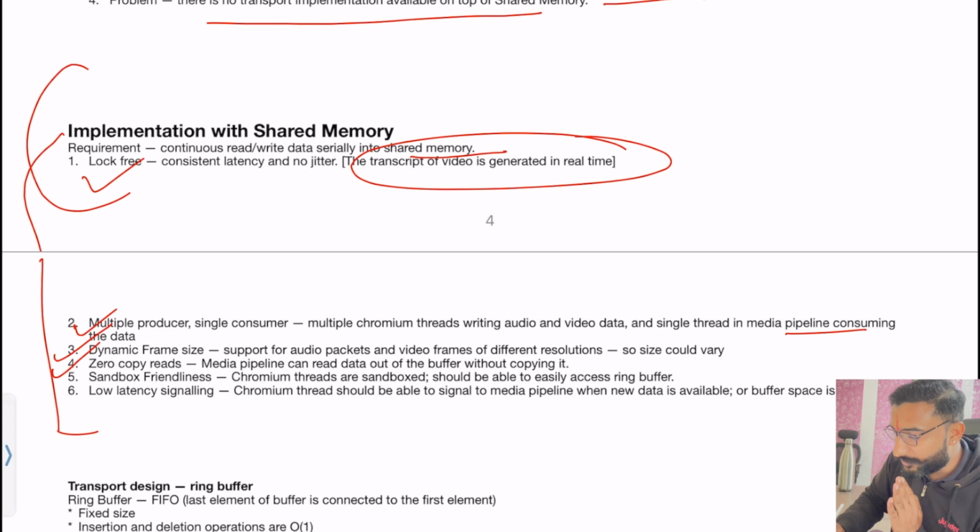Sandbox friendliness. Chromium threads are sandboxed, and they should be able to easily access the ring buffer. Ring buffer is the solution which you are going to use. Sandbox is basically, you can say, an environment in which Chromium is spun up. So that's what we mean by sandbox.